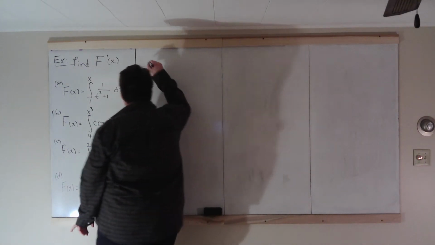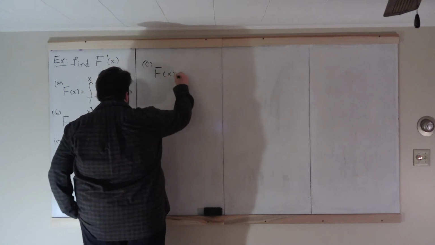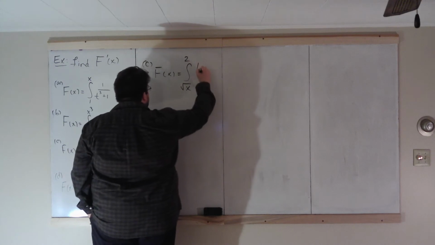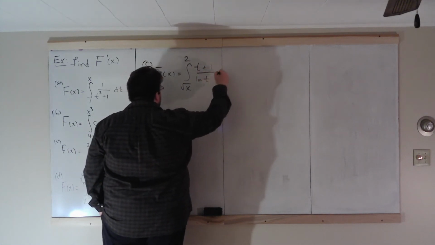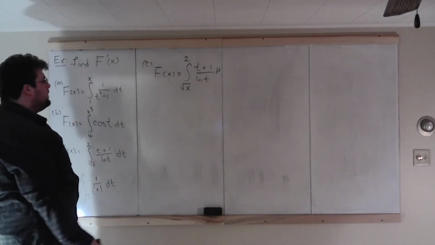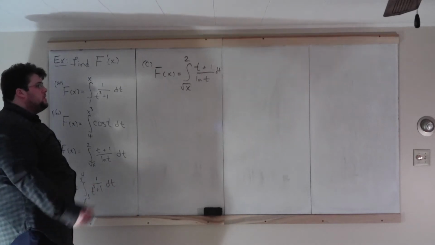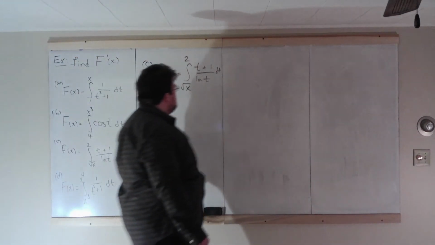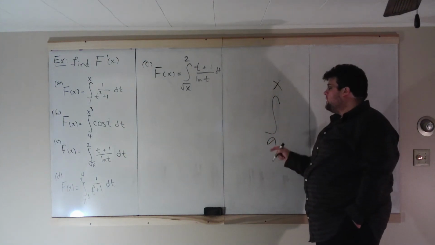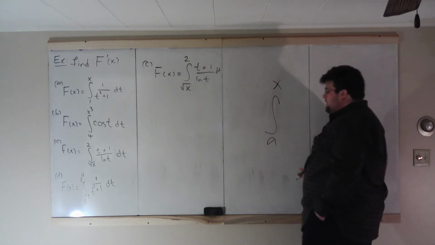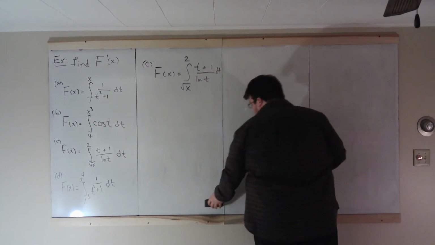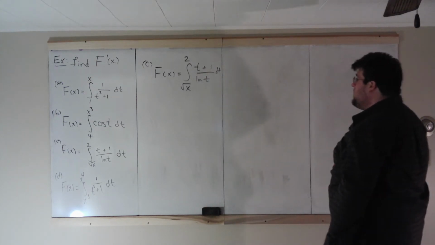Part C. F of x equals the integral from root x to 2 of (t plus 1) over log t, with respect to t. So the first observation is that the first part of the fundamental theorem of calculus doesn't apply to this yet. Why does it not apply? Well, in the first part, we need the lower bound to be a number. We need the upper bound to be a variable, or a function of x, less specifically. We don't have that here. The lower bound is a function of x. The upper bound is a number.